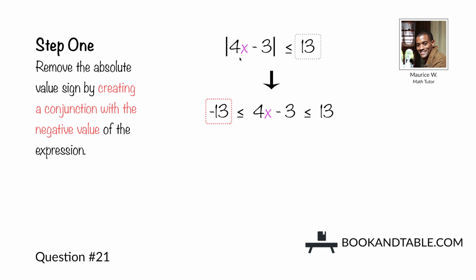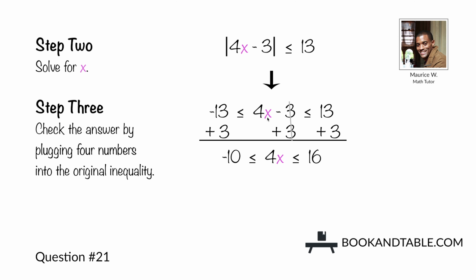We have the absolute value sign accompanied with less than, which means step 1, remove the absolute value sign by creating a conjunction with the negative value of the expression. So the positive value is 13. If we make this negative, it'd be negative 13. And we create a conjunction. Negative 13 is less than or equal to 4x minus 3, no absolute value sign, which is less than or equal to 13. And once we have our inequality set up, step 2, we want to solve for x.